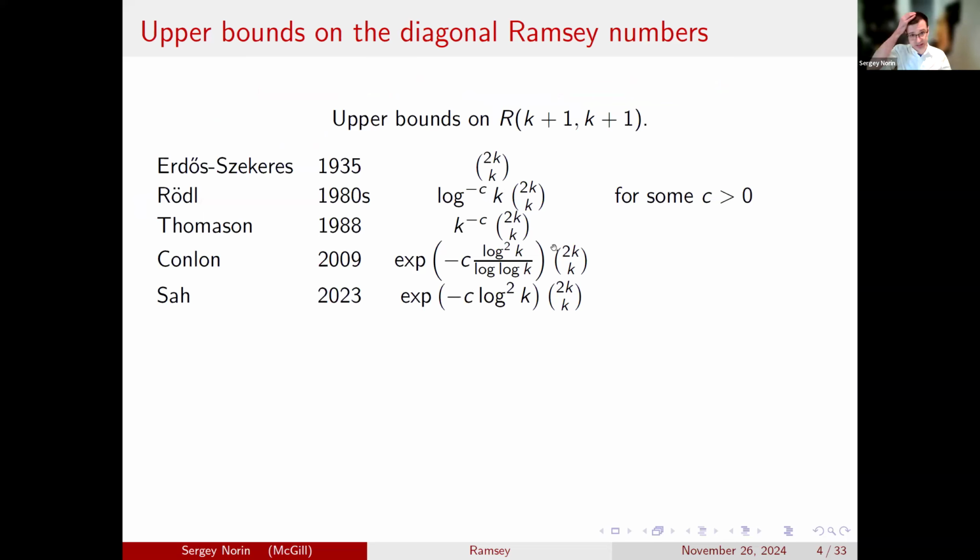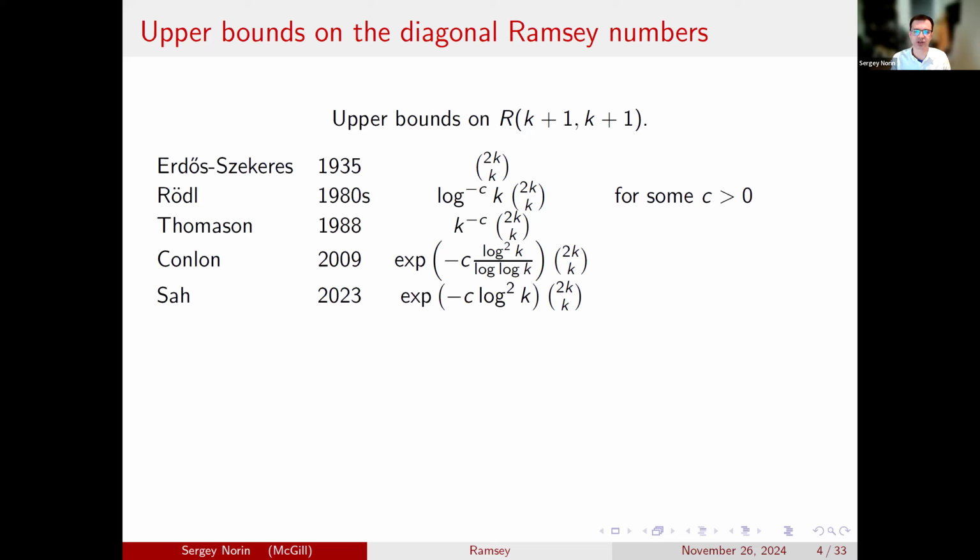And there have been over the years these upper bounds on the diagonal Ramsey numbers have been well studied. So this is starting from the Erdős-Szekeres bound listed above, and the bounds are written for R(k+1, k+1) for simplicity, but it doesn't change much. And so the Erdős-Szekeres bound has been successively improved by lower order factors, which was first logarithmic in an unpublished work of Rödl, and then increasingly better, starting with work of Thomason in 1980s.